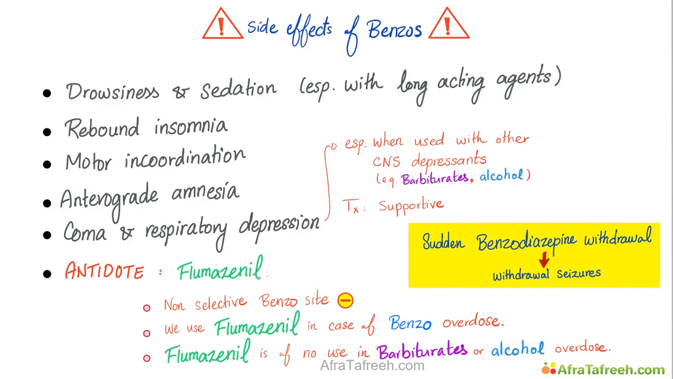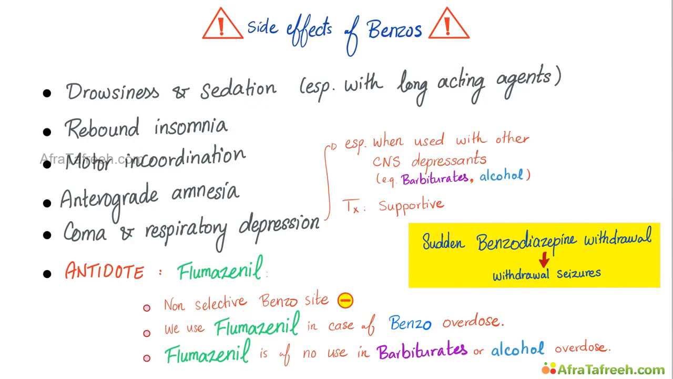This is retrograde amnesia. Coma and respiratory depression, and this is especially true when we use benzo with other CNS depressants. Don't ever give benzos with barbiturates. That's too much sedation. Do not give alcohol with benzos. That's too much sedation. Treatment, supportive care. What's the antidote of benzodiazepine toxicity?